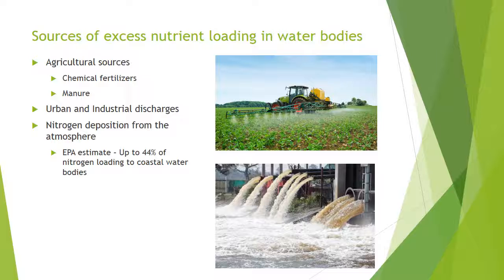Sources include agricultural sources from chemical fertilizer and manure runoff, urban and industrial discharges containing high nitrate and phosphate loadings, and then finally nitrogen deposition from the atmosphere. And the EPA estimates that up to 44% of nitrogen loading to coastal water bodies comes from nitrogen deposition.